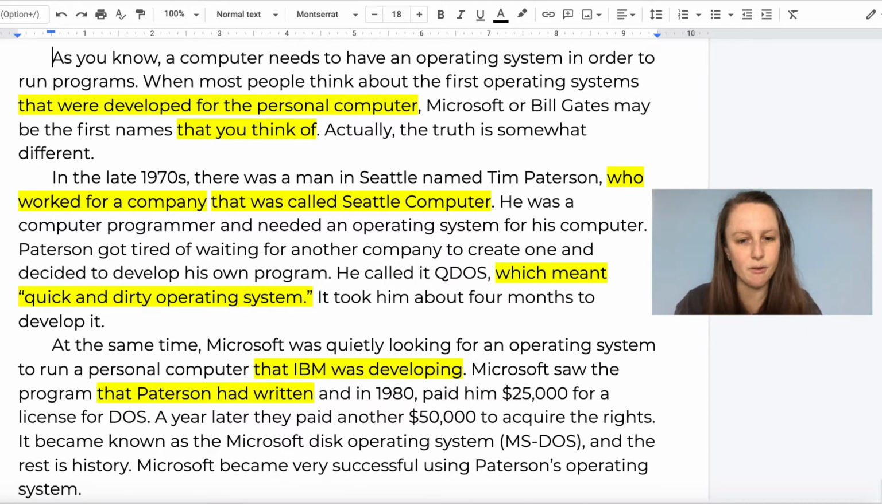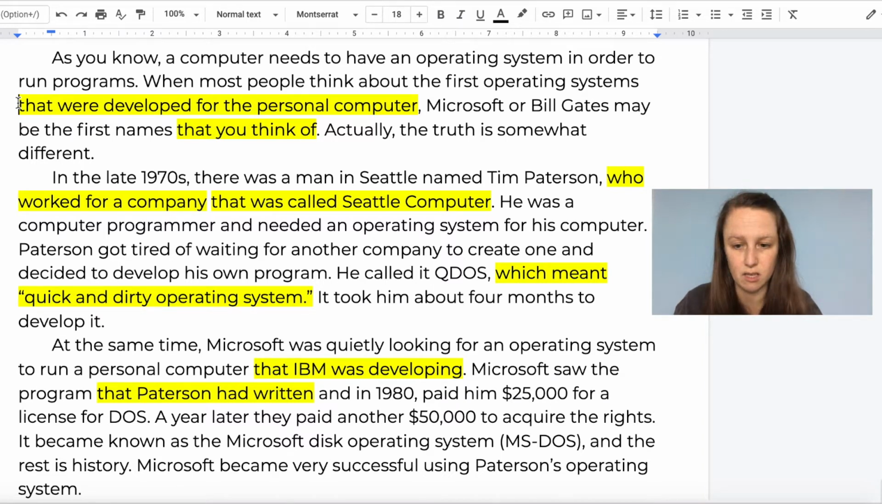It says, as you know, a computer needs to have an operating system in order to run programs. When most people think about the first operating systems that were developed for the personal computer, Microsoft or Bill Gates may be the first names that you think of. Actually, the truth is somewhat different. In this first paragraph, we have two adjective clauses. Our first one is here, that were developed for the personal computer.